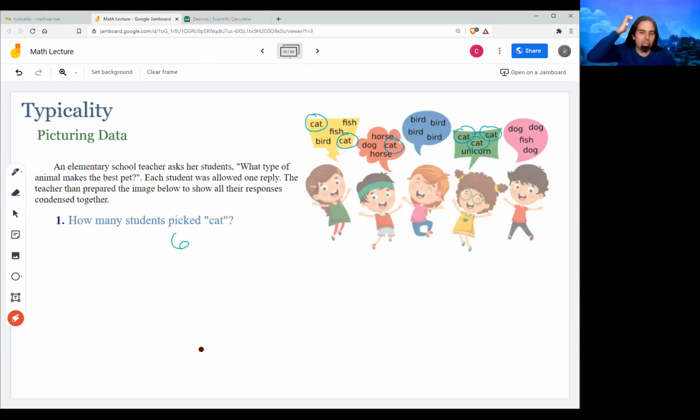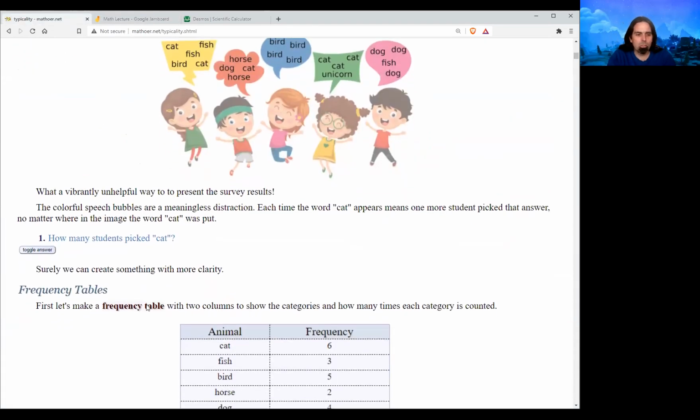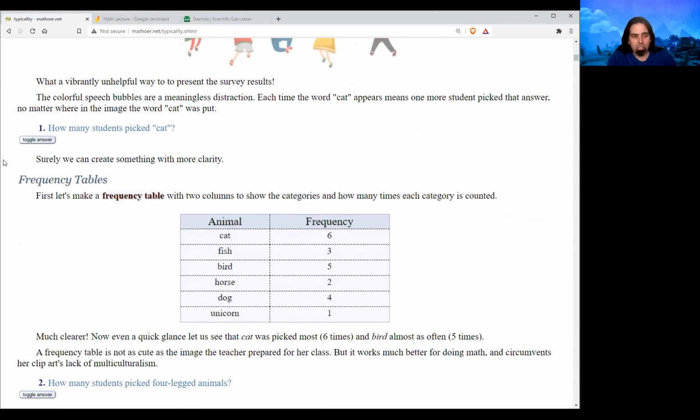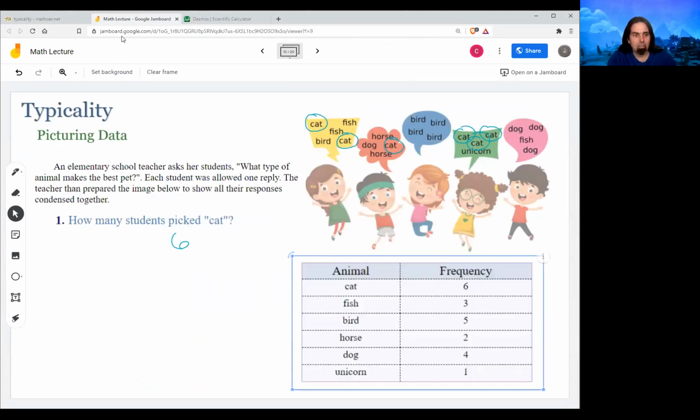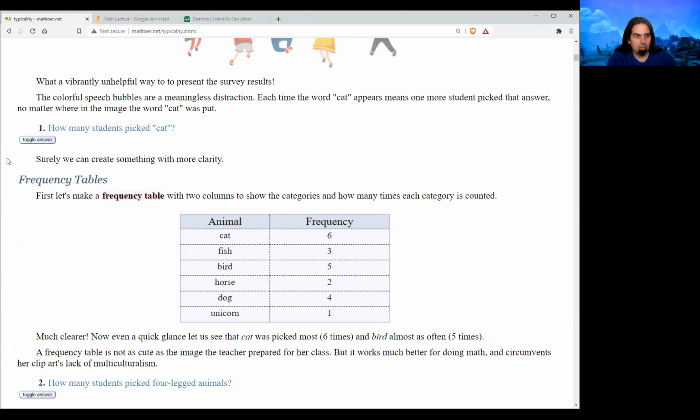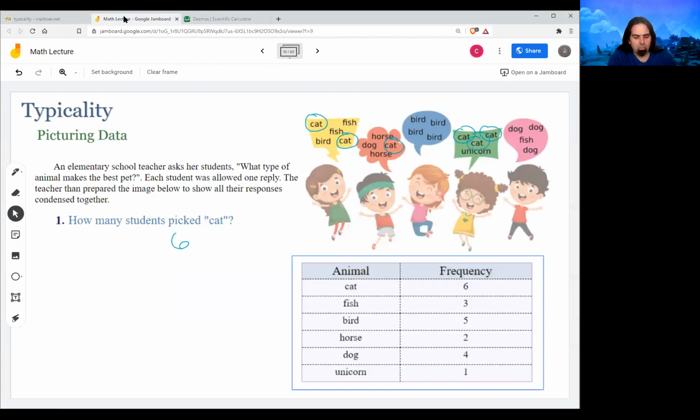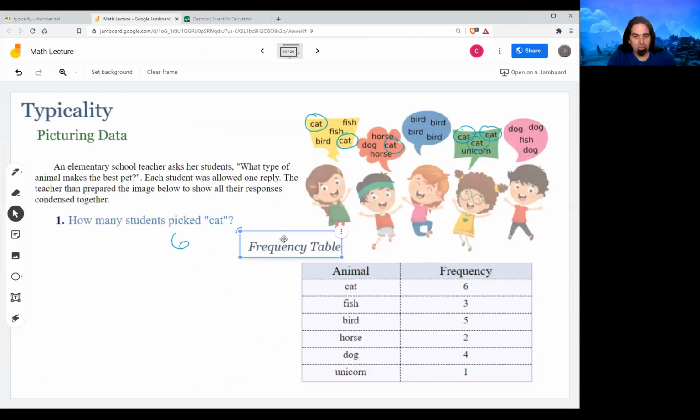So this was a bad way to picture the data. It doesn't help us answer these kinds of questions. What could we do to be a little more clear? So we're going to do these things called a frequency table. So here is a frequency table for this same data. And oh my goodness, this is so much better. Somebody has gone through and counted that there were 6 cats, 3 fish, and so on.